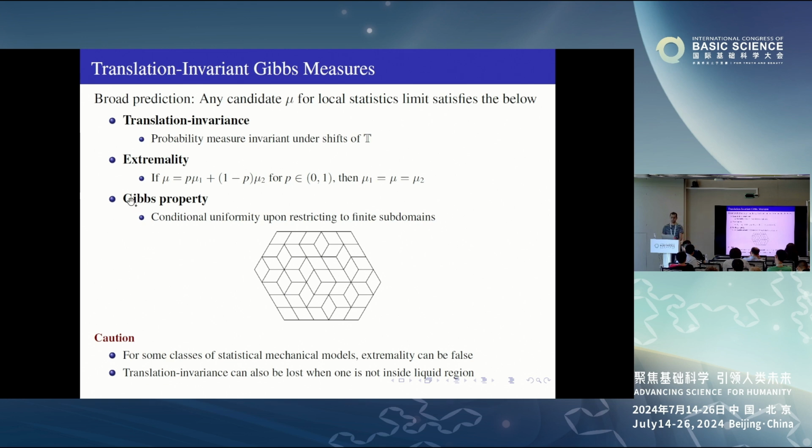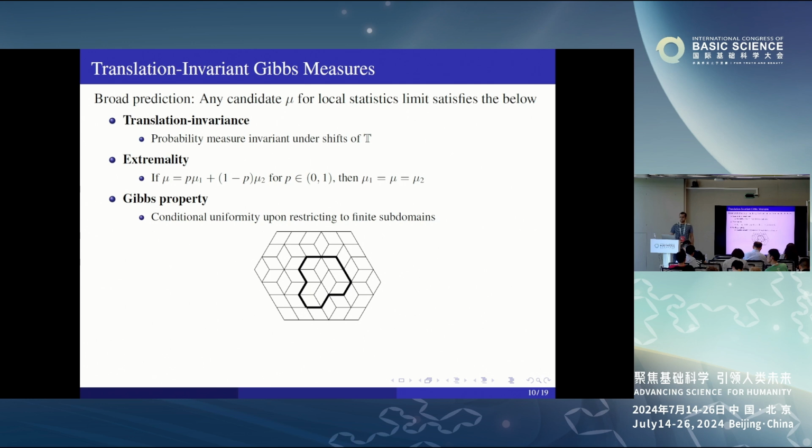So the Gibbs property is the easiest to check among these three. The extremality and the translation invariance are much more subtle. In fact, they can be false for certain very natural models. For certain variants, certain 6 vertex models, these are false. So this is a point of caution. Although this is a broad prediction, this prediction has some defects. So it's not always the case, depending on which model you pick.